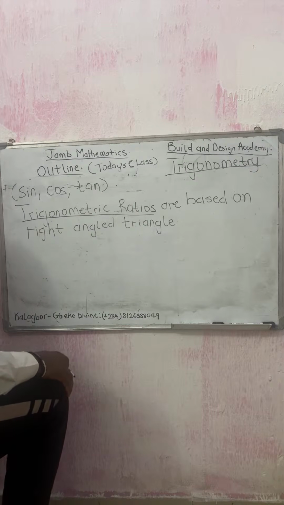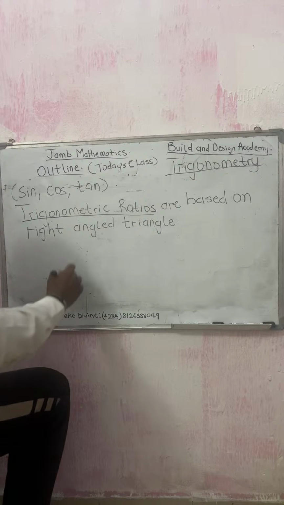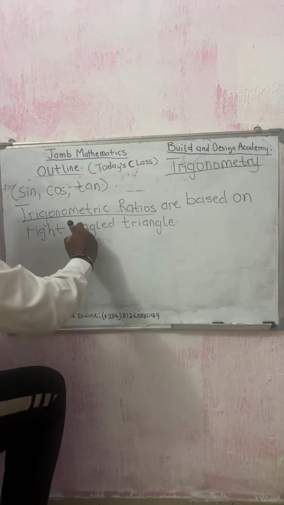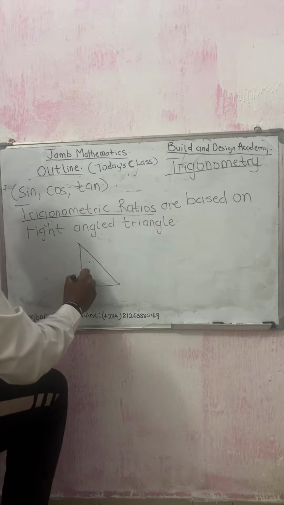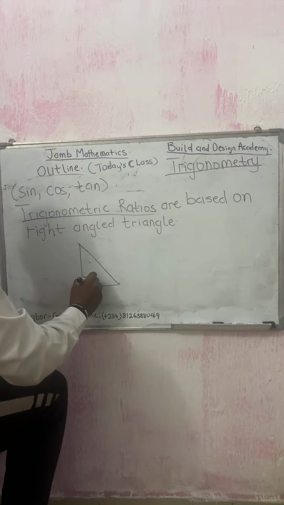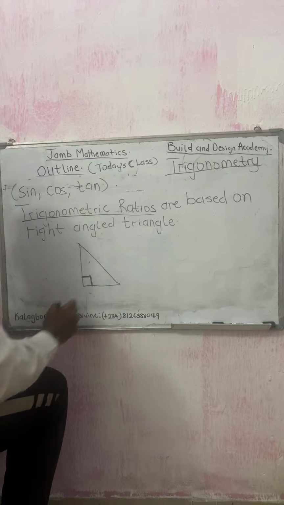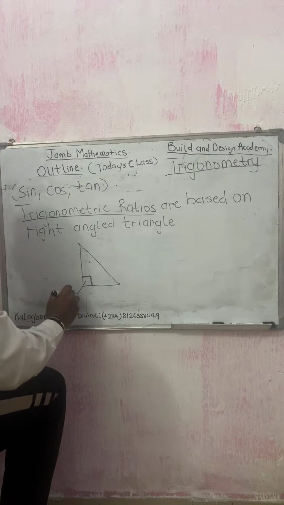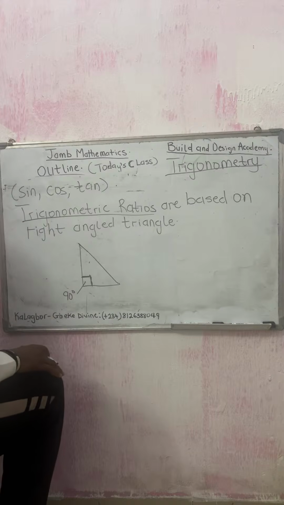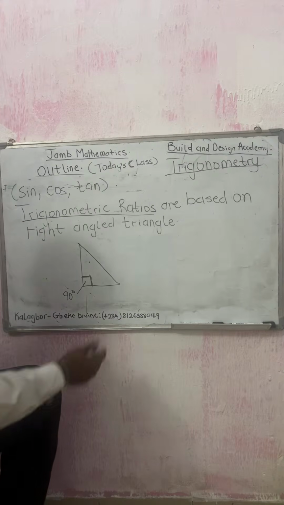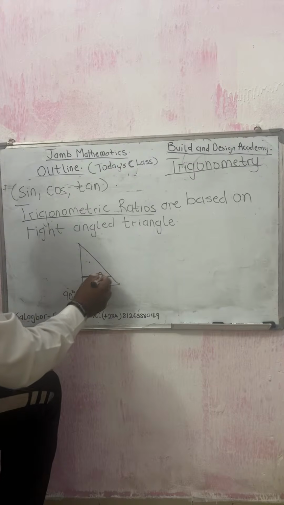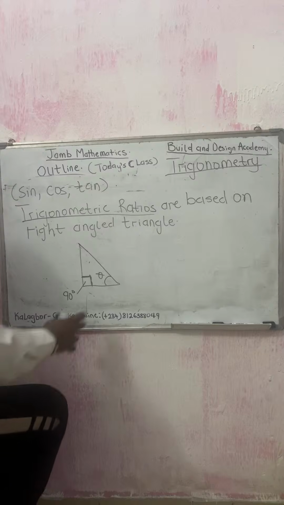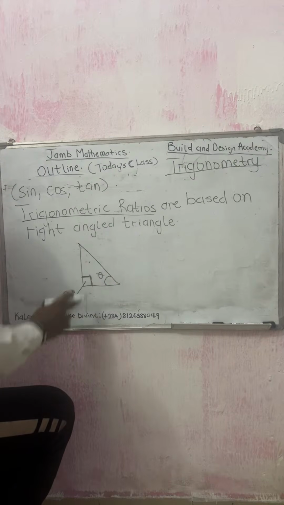Now, let me show you what a right angle triangle is. This is a right angle triangle. This over here is a right angle. And we know that for a right angle triangle, the angle here is 90 degrees. And the angle here is called theta.